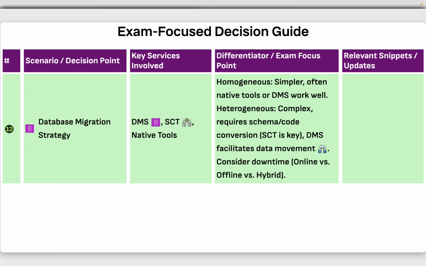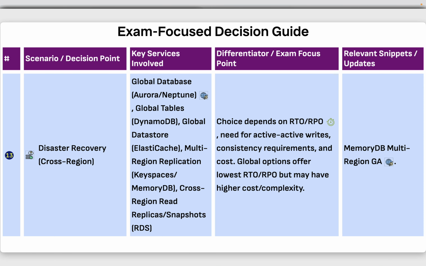Heterogeneous is for complex cases, like one database engine to another. This requires schema or code conversion, where the Schema Conversion Tool, SCT, will be used, and Database Migration Service, DMS, facilitates data movement. So you have to consider downtime, like online versus offline or hybrid. Then some disaster recovery scenarios or decision points, and this is across regions.